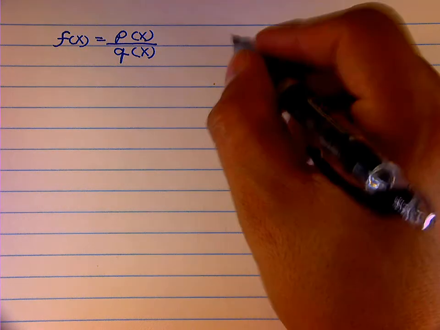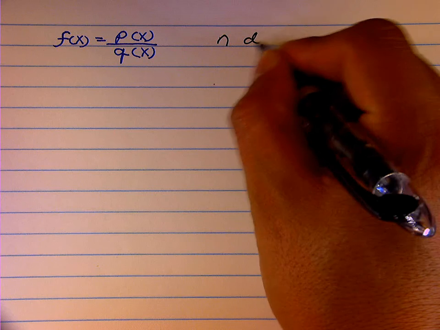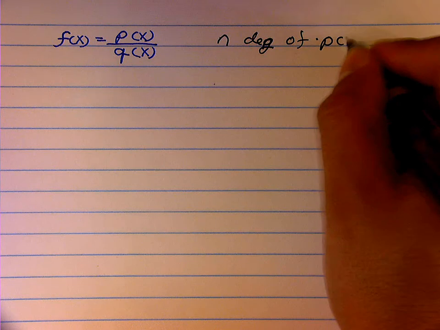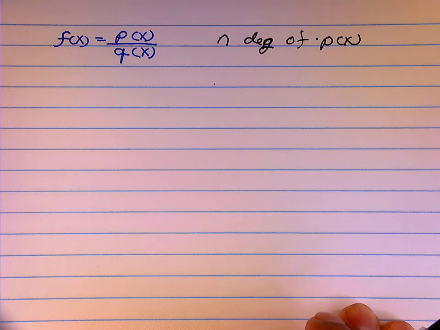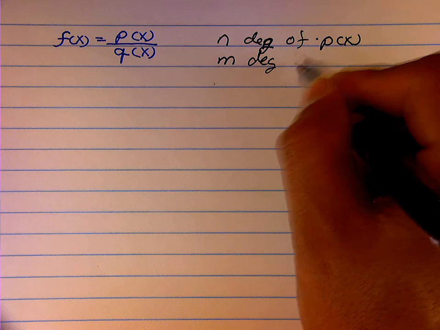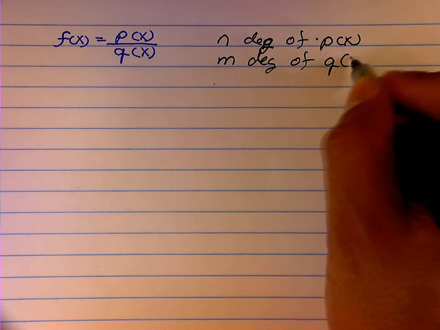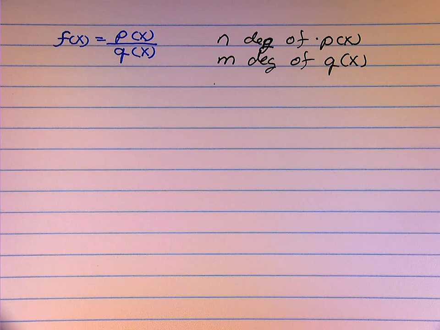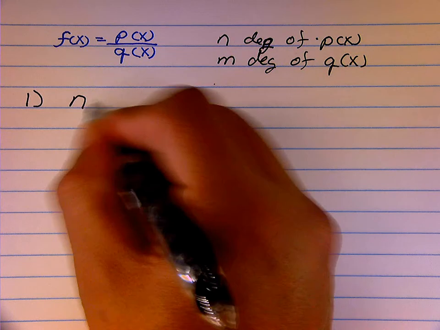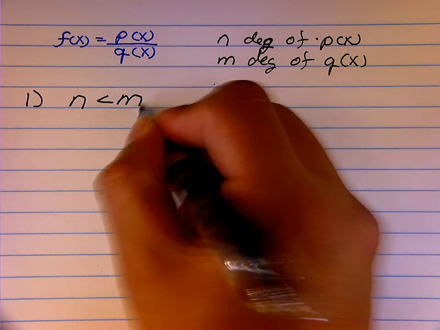So I'm going to say that n is the degree of p of x. So the numerator is an nth degree polynomial. I'm going to have m is the degree of q of x. So q of x is an mth degree polynomial. We're going to talk about three different situations. Situation 1, n is smaller than m.